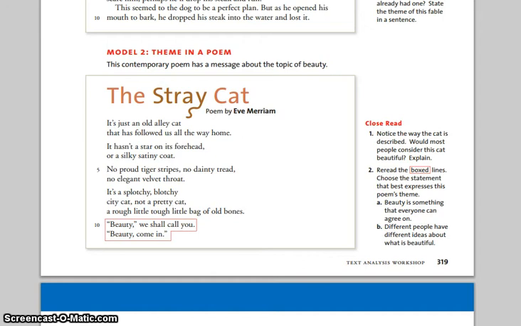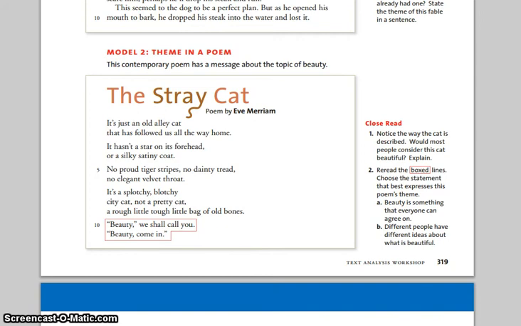It's just an old alley cat that has followed us all the way home. It hasn't a star on its forehead or a silky satiny coat, no proud tiger stripes, no dainty tread, no elegant velvet throat. It's a splotchy, blotchy city cat, not a pretty cat, a rough little tough little bag of old bones. Beauty, we shall call you.